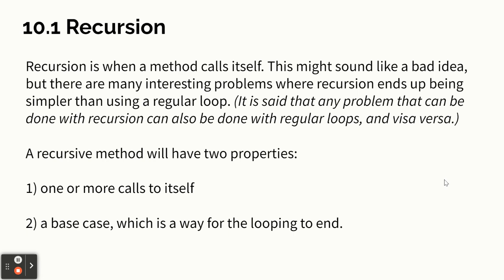And this might sound like a bad idea, like maybe you'd get in an infinite loop and crash or something. But there are many problems where recursion makes a problem simpler to do than if you don't have recursion. That said, anything you can do with recursion, you could also do with regular loops and vice versa. So it's not like it's only possible to do things this way, but a recursive method has two properties: one or more calls to itself, and a way out, which we call the base case. Because if you don't have a way out, then you've set up a loop that goes forever.